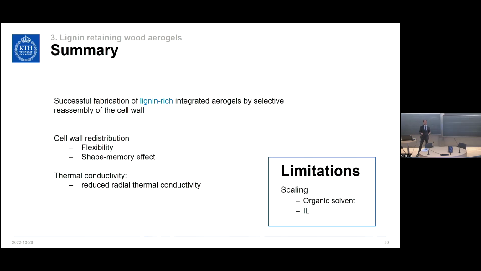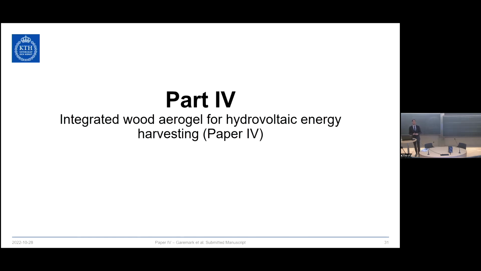A big limitation with this material is that we are using organic solvents. Organic solvents are not very common in large industrial scale. We're also using a lab scale ionic liquid. So another way is we need to change to a more scalable solvent. And that's by using aqueous-based solvents. In part 4, we design integrated wood aerogels for hydrovoltaic energy harvesting.